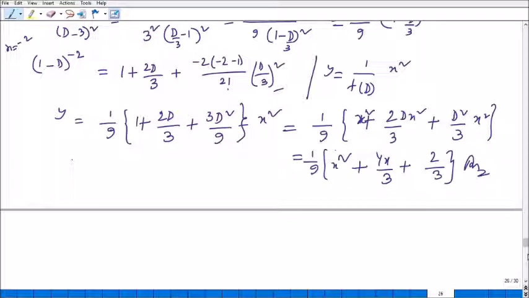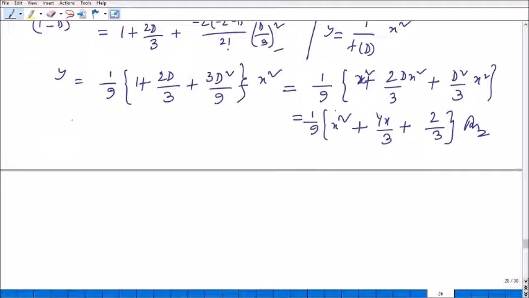Now let us discuss some examples of this operator method. Suppose now this is a question. Examples. Suppose we have to solve this differential equation.